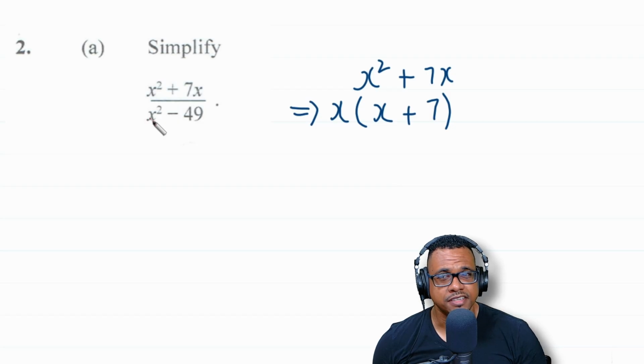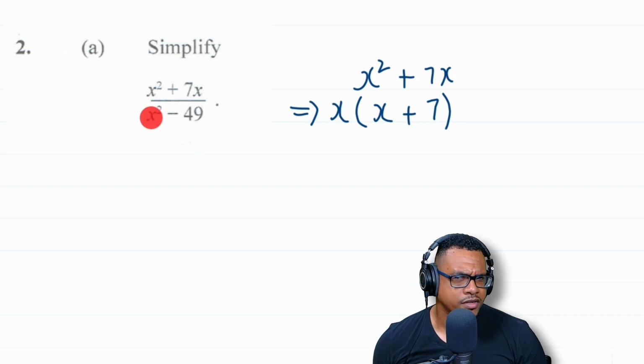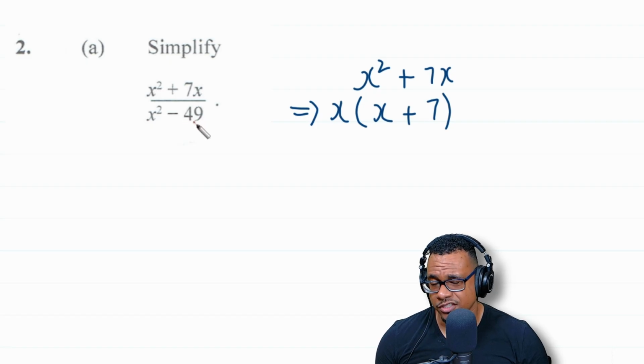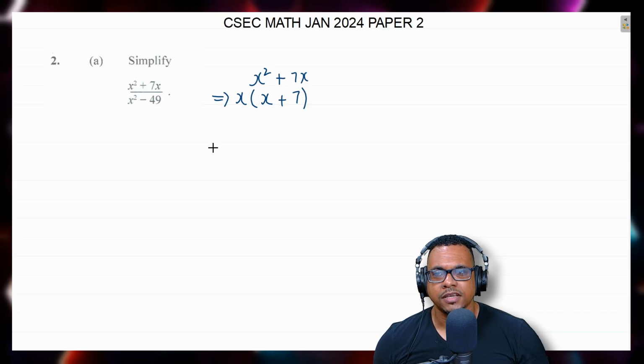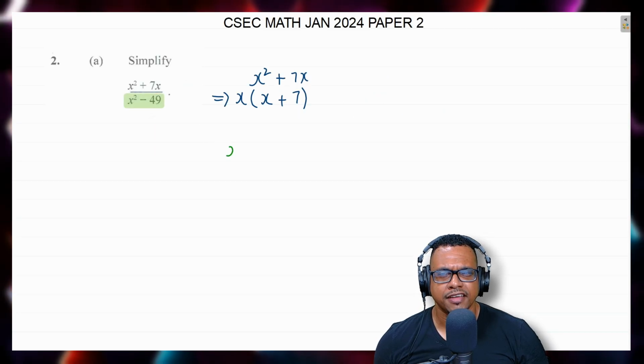Now I could do the same thing for the denominator. But I notice that there's nothing common between the two terms in the denominator, only 1. So then what do I do here? Well, I recognize that we have x squared here, and this 49 is 7 squared. And this is a subtraction sign, so that'll be a difference of 2 squares. So, looking at the denominator, we have x squared take away 49.